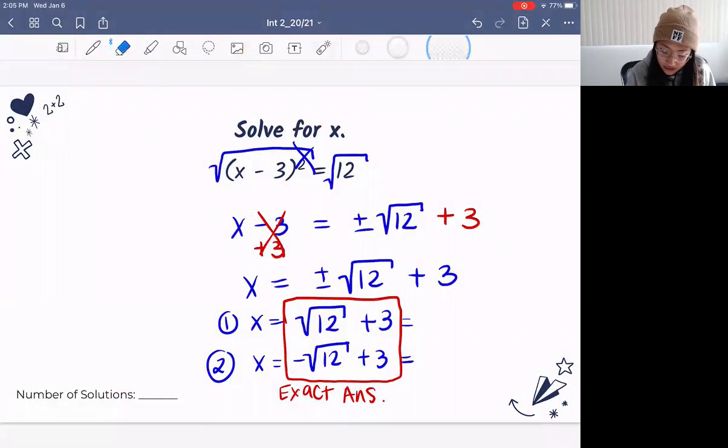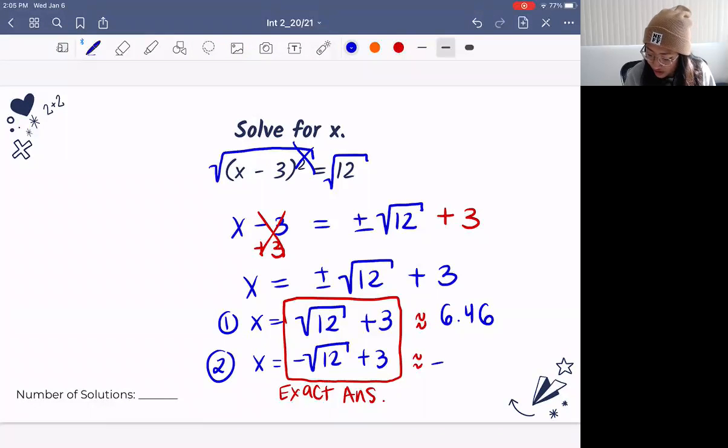So instead of the equal symbol, because this is approximate, I'm going to put approximately for both of those. And I'm going to go 6.46. And the answer for this one is actually negative 0.46, which I've calculated previously. So this is my approximate answer. Okay, and then I'll box this one up like so.